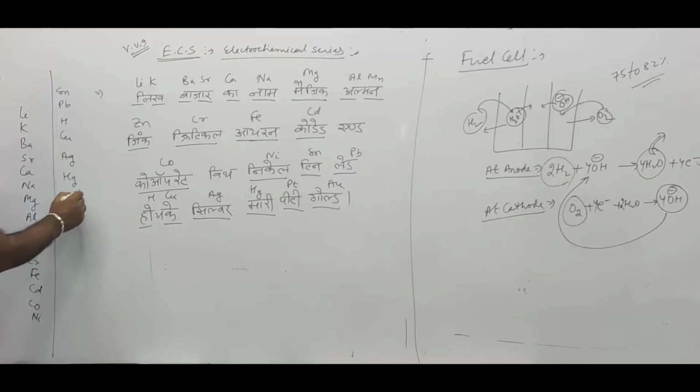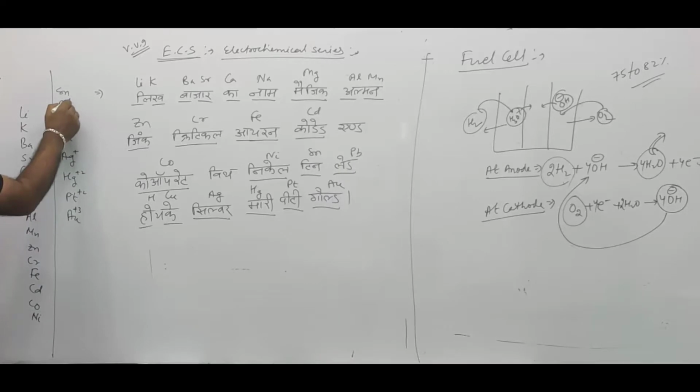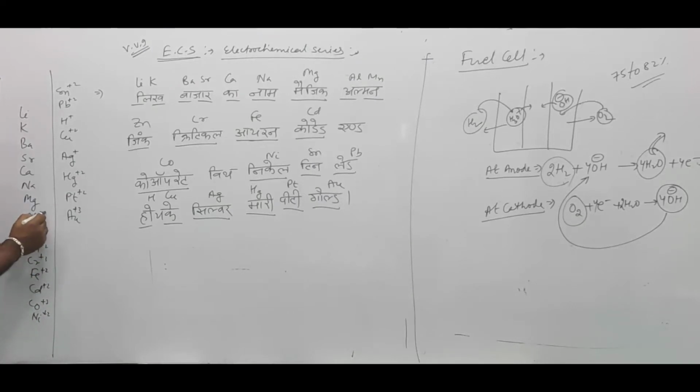So Au3 plus, Pt2 plus, Hg2 plus, Ag plus, Cu2 plus, Pb2 plus, Sn2 plus, nickel 2 plus, cobalt 3 plus, cadmium 2 plus, iron 2 plus, chromium 3 plus, zinc 2 plus, manganese 2 plus, aluminium 3 plus, magnesium 2 plus, Na plus, Ca2 plus, Sr2 plus, Ba2 plus, K plus, Li plus.